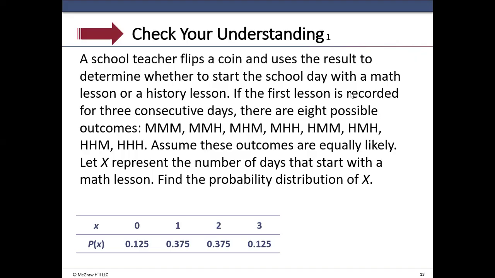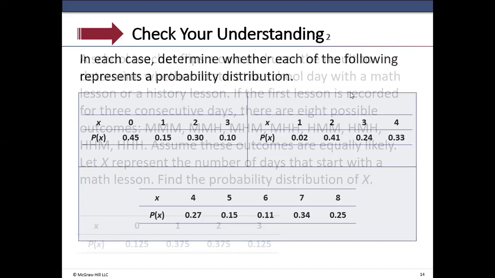Here X means how many math lessons there are in those 3 days. 0 means no math, which is H, H, H, 1 out of 8. Hence, the probability is 0.125 and so forth. If you add these probabilities, you get 1.